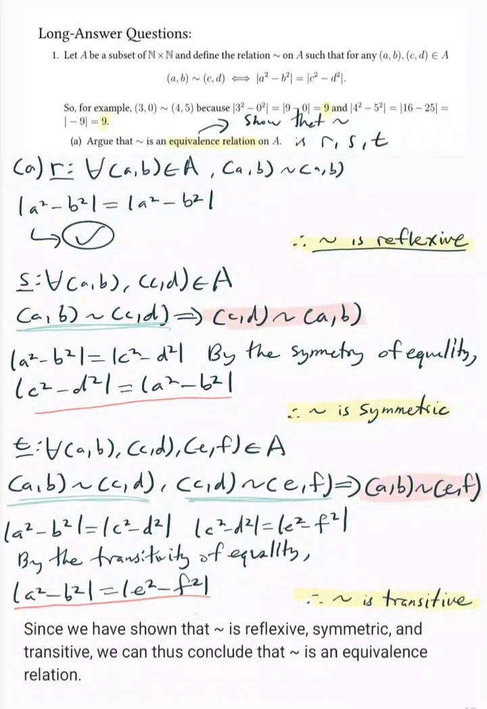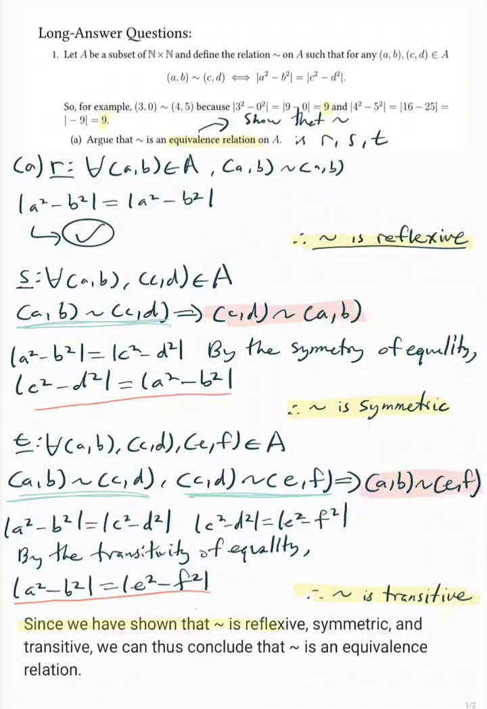And now, since we've shown that tilde is reflexive, symmetric, and transitive, we can thus conclude that tilde is an equivalence relation on A.